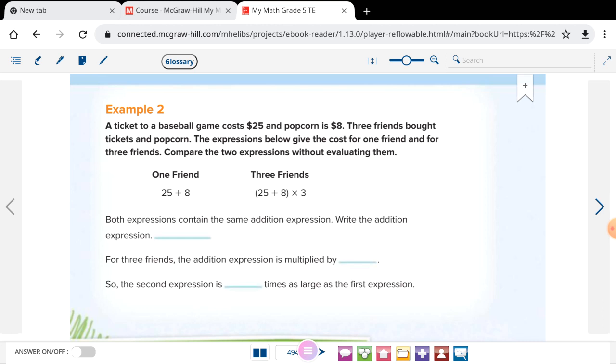So it says both expressions contain the same addition expression. Write the addition expression. What is the addition expression? 25 plus 8. We're just kind of filling in the boxes now. We've already talked about it. For 3 friends, the addition expression is multiplied by 3. So the second expression is blank times as large as the first. 3. If you multiply it by 3, then your answer would be 3 times greater.